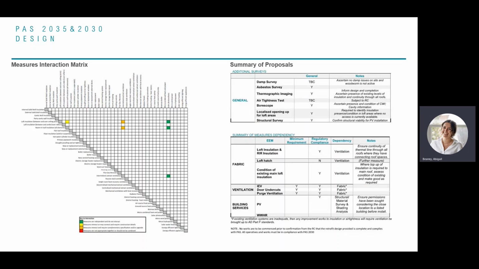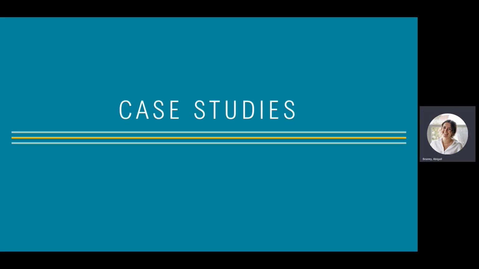And then at the bottom there is a summary of the measures and the dependencies on what should be done alongside those measures. Ventilation, as I mentioned, is always required to make sure the airflow is sufficient within the dwellings. Okay, I'm wary that's probably a bit of an overload. So to hopefully finish off, I'm just going to run you through these three case studies.